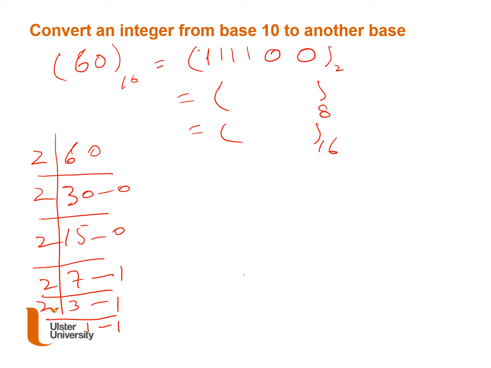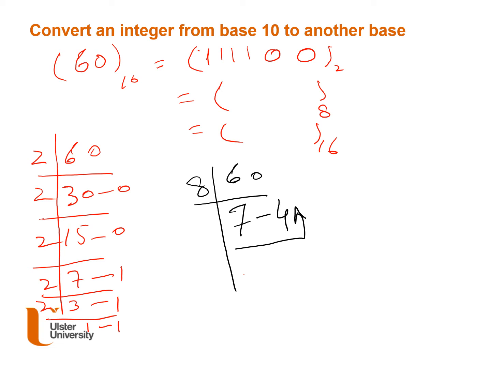Now we need to convert 60 from base 10 to base 8. We'll divide 60 by 8. So 8 7s are 56, remainder would be 4. So we're going to start from this 7, and then we're going to go up. It would be equal to 74.